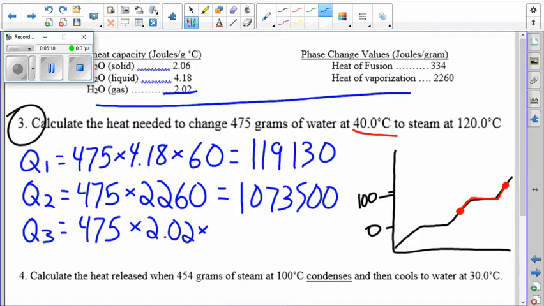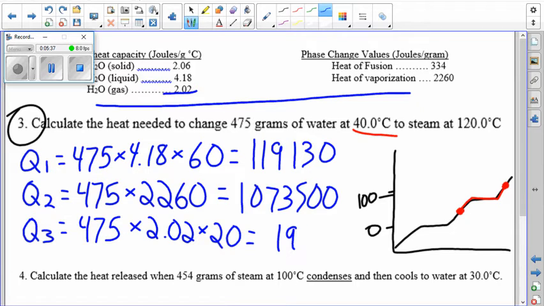And what's my change in temperature? 20. It's just 20. Now I know that going from 40 to 120 is a total change in temperature of 80, but we already paid for 60 of it in that first cube. And so we just have the remaining 20 to go. What does that come out to be?